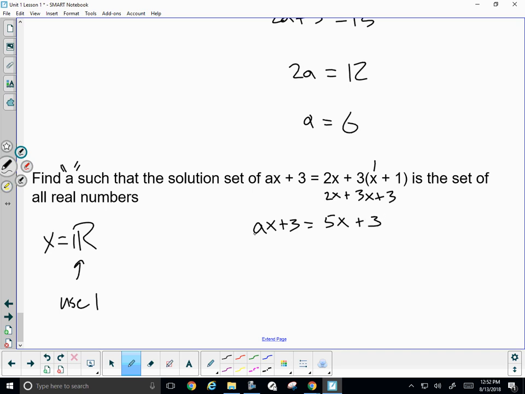We can see, like, if the solution needs to be all real numbers, well, A has to equal 5, so that we have the same thing on the left and the right side.